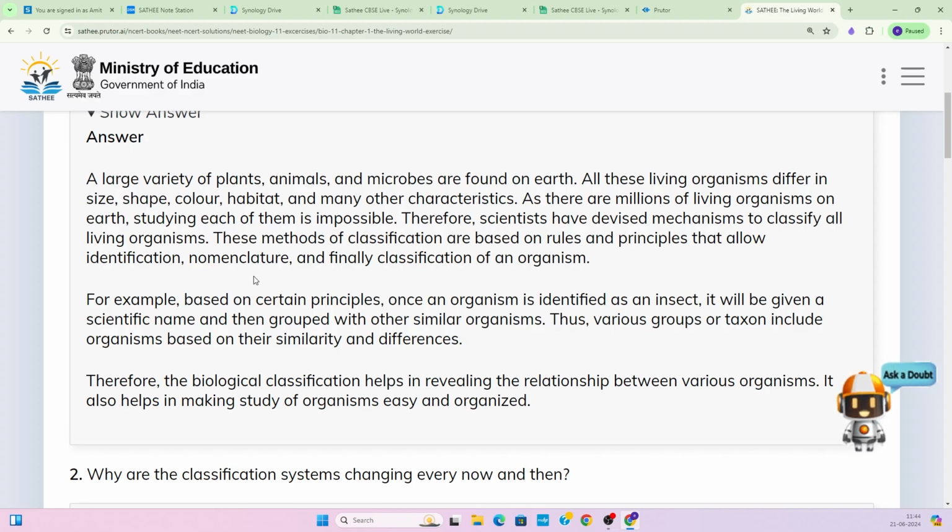Therefore, biological classification helps in revealing the relationship between the various organisms. It is not just giving the grouping of organisms, it is also developing the relationship between the organisms. It means that you are studying systematics also. It also helps in making the study of organisms easy and organized. So it will help you to know all the types of organisms in a short duration of time. It is saving your time. It is quite organized and helping in your study, right?